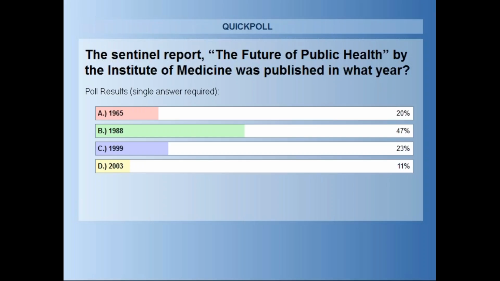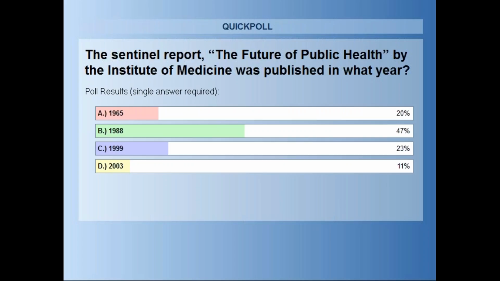Good. 1988 is the correct answer, and a very, very important report. I believe it was the first time the IOM had written a report on public health, and it was a scathing review of the state of public health in the United States. It really galvanized not just the public health community, but an even larger community of health policy, healthcare, and academic folks to come together and address the very hard to read observations they made of the public health system, and a lot of what we have seen since then is a result of that report.